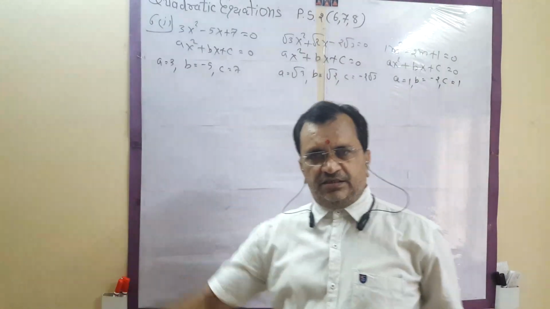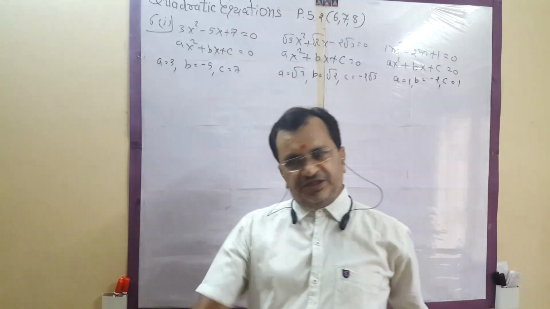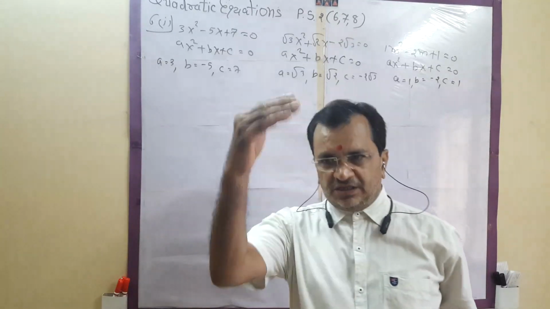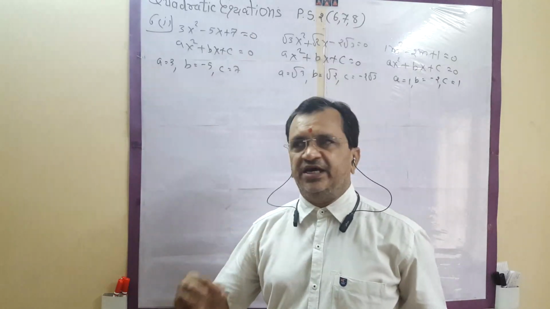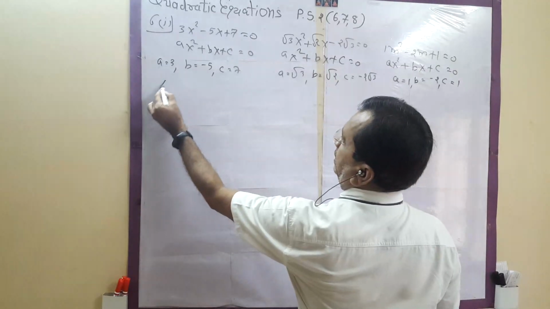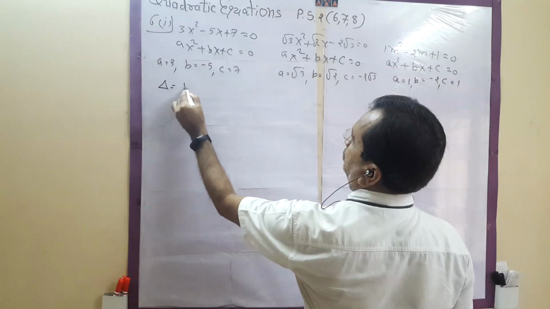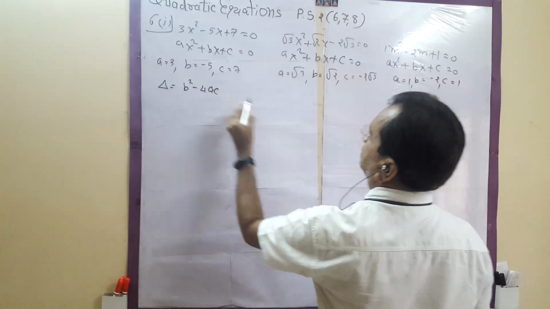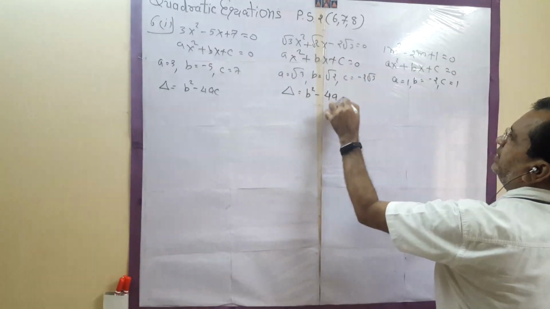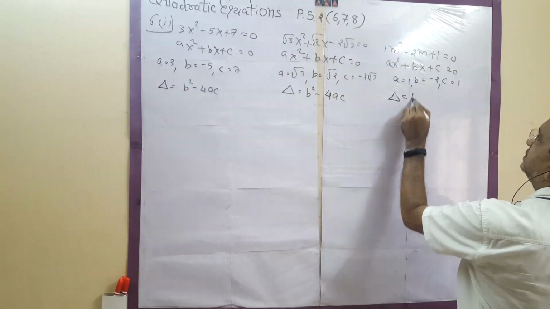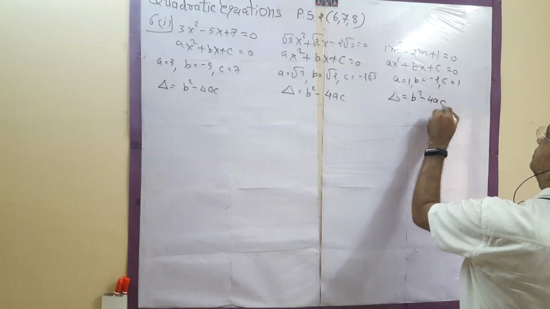First you have to write the quadratic equation, then you have to write the standard equation, then you have to compare what is a, what is b, what is c. Then you have to write discriminant is equal to b square minus 4ac.